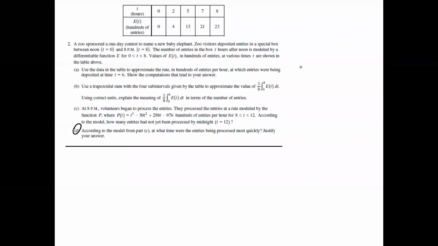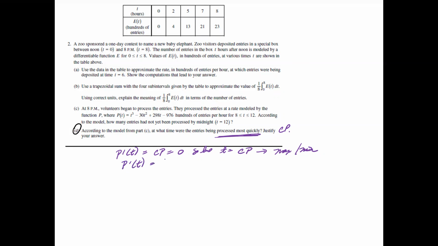Okay, so when I think about processed most quickly, P of T is telling you how many entries are left. If it's being processed most quickly, I'm thinking about a critical point. So first, what I have to do is find P prime of T. To figure out the critical point, I set it equal to 0, solve for T, and that's going to give me my critical point, which is going to test for max and min.